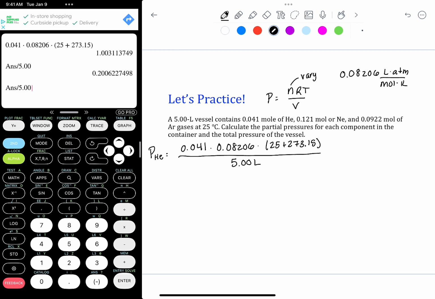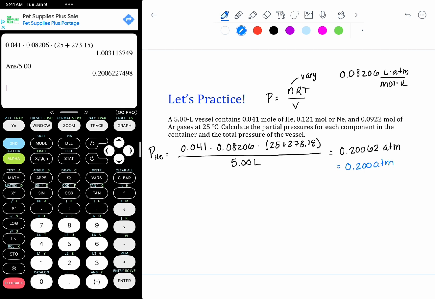Okay, so we get a pressure of helium of 0.20062 atm. I'm going to leave a few extra decimal places just so that when we add for the total pressure, we have all those decimal places. But since we're also asked for the individual partial pressures, for sig figs, this will be 0.200 atm.